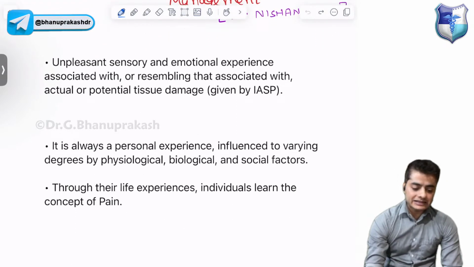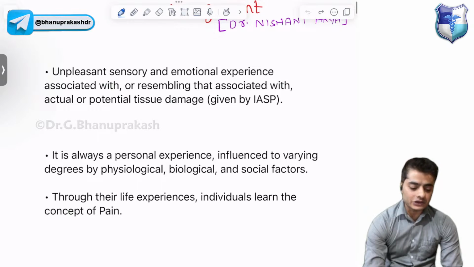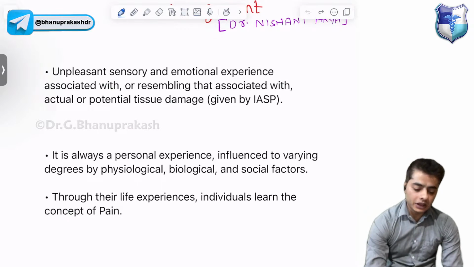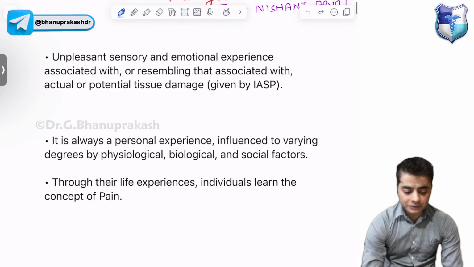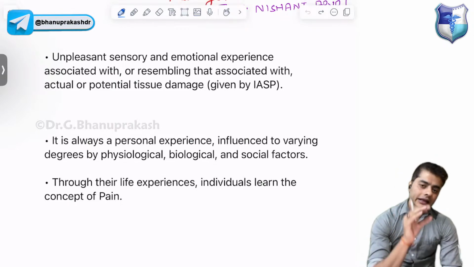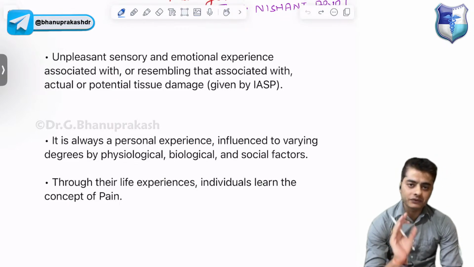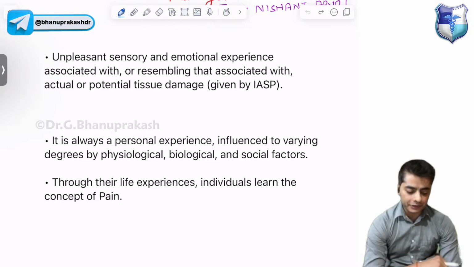It is an unpleasant sensory and emotional experience which is associated with or resembling that associated with actual or potential tissue damage. This definition was given by IASP. So what does this mean? Any kind of actual or potential tissue damage will create an unpleasant sensory and emotional experience. So you should know it is a sensory as well as emotional experience that we encounter.